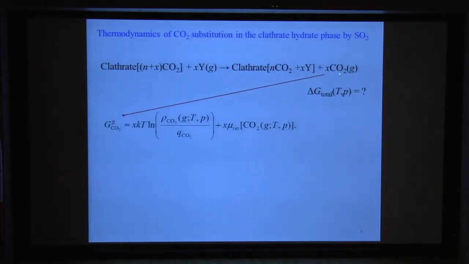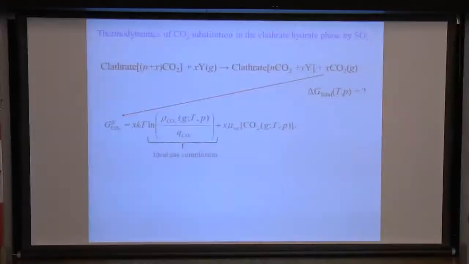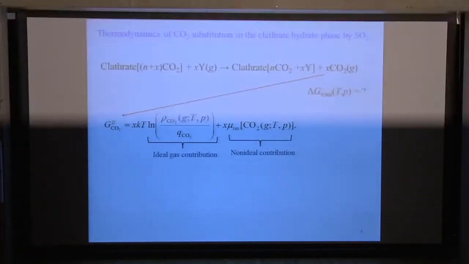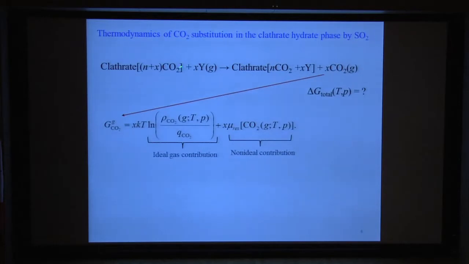Now, how do we go about doing this? If we look at a gas, in general, the Gibbs free energy associated with that gas has two terms. The first term, the ideal gas contribution, is shown here. Rho is the density of the gas under the temperature and pressure conditions, and Q is the so-called partition function. And then there's a non-ideal contribution, which is called the residual free energy, or the residual chemical potential. Based on the number of moles or number of molecules of CO2 that we're replacing, we can express the free energy of the gas that's released for CO2 gas in this particular form.